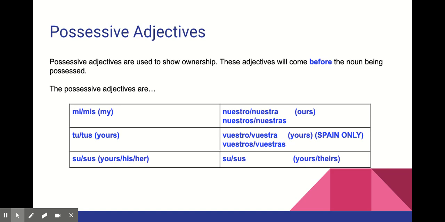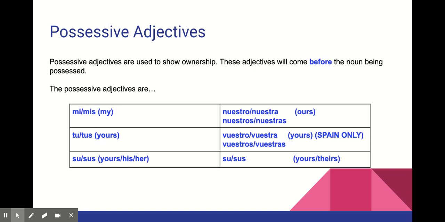So for example, if you said my cake, it would be mi pastel or mi bizcocho. So we have mi or mis, depending upon if the item is singular or plural. If I have one cake, it's mi pastel. If I have multiple cakes, it's mis pasteles. Okay, just like when we make nouns plural, when we say like la mesa, the table, we make it las mesas. This is the same thing. Mi pastel versus mis pasteles.